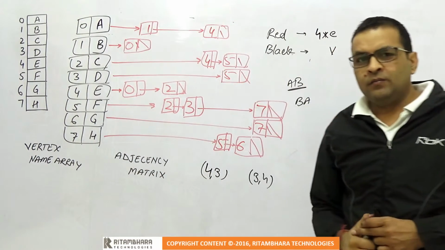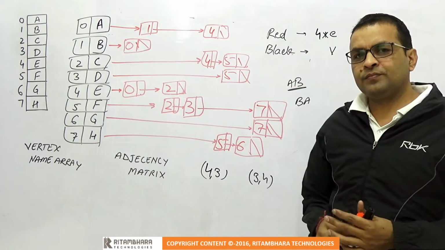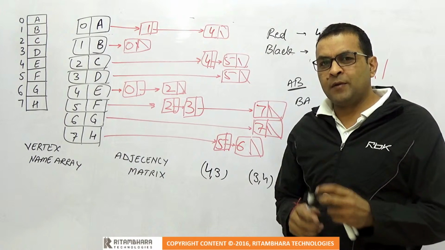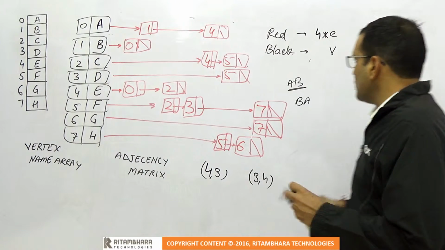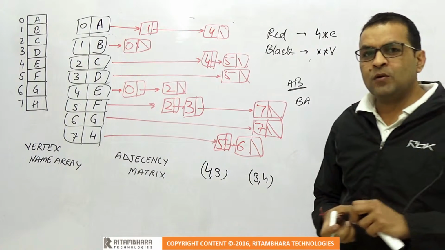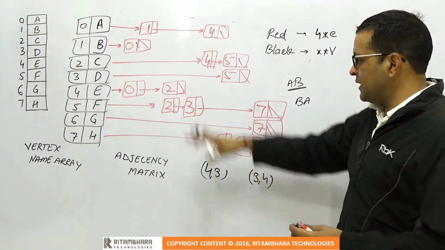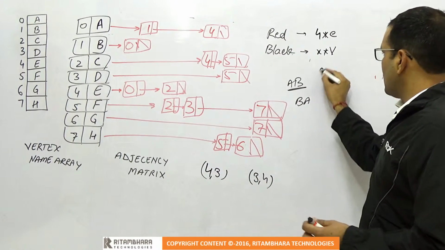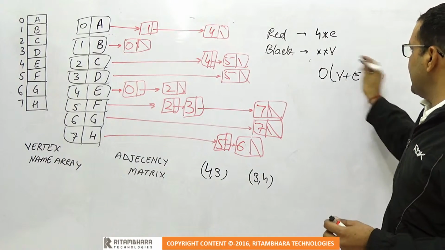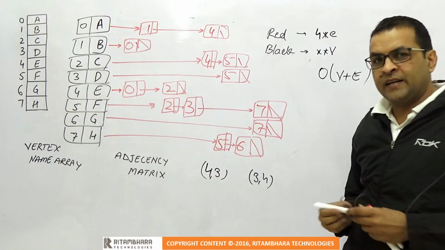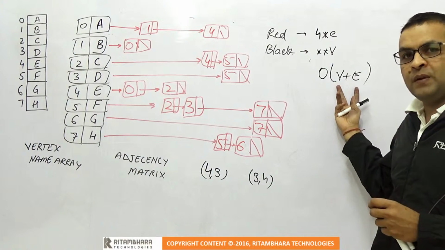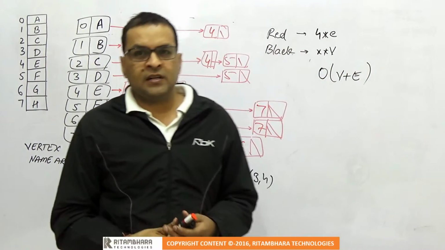Let us say that each node consumes X amount of memory. Then the total memory required will be X into V, which is again some constant. So the total memory consumed by this linked list is on the order of V plus E. We add these two values, constants go away. So the total amount of memory consumption is on the order of V plus E. Now V plus E is a linear memory consumption.